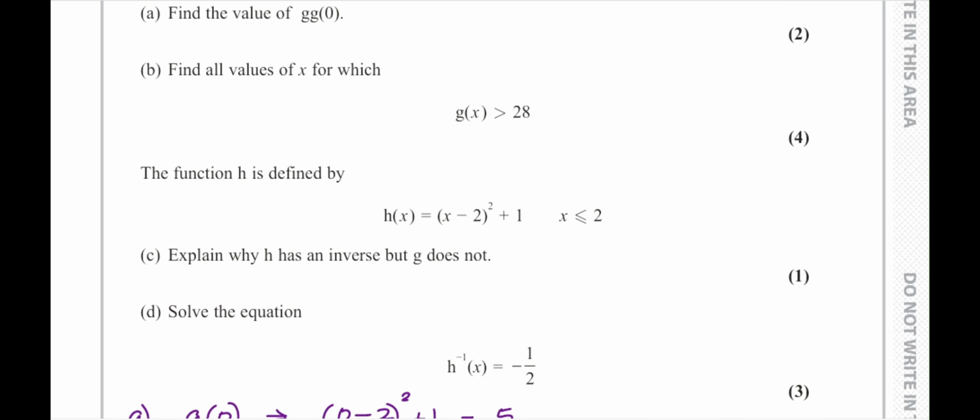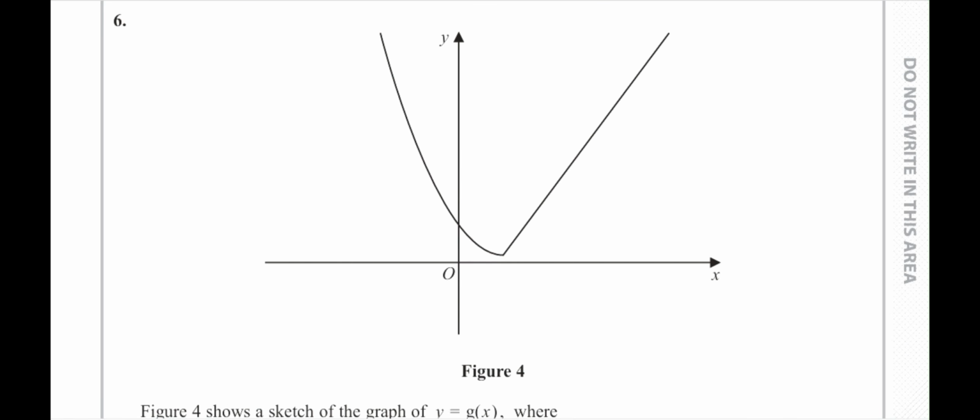Part C. The function h is defined by h of x equals (x minus 2) squared plus 1, where x is less than or equal to 2. Explain why h has an inverse but g does not. Okay, so if you look at the curve here, in the case of g of x, it does not have a restriction that x is less than or equal to 2. It can be more than 2 also. Therefore, it's a many to one function. That means for more than one value of x, you will be getting the same value of y. For many to one functions, there is no inverse.